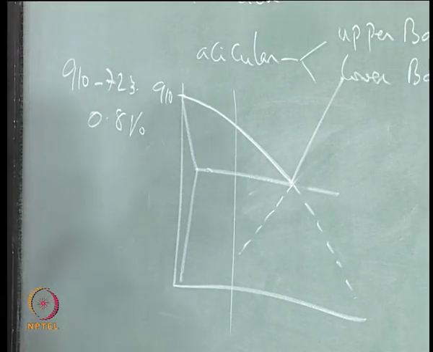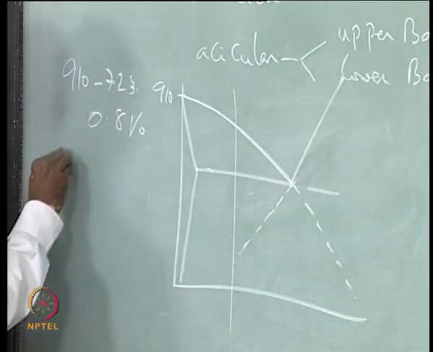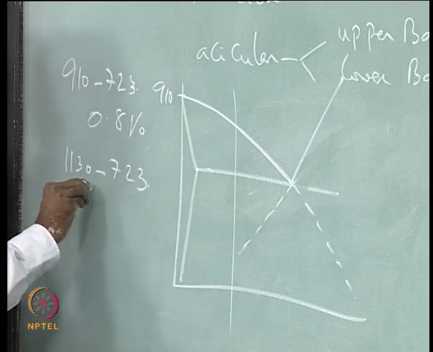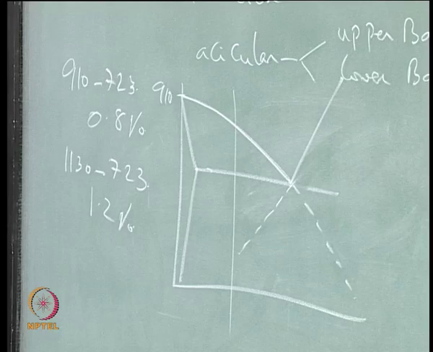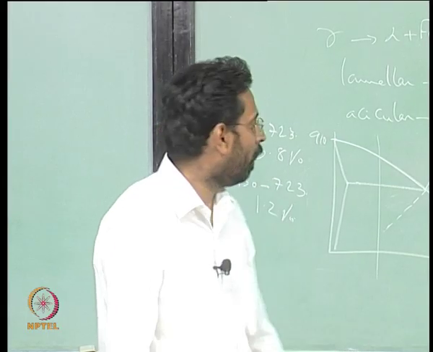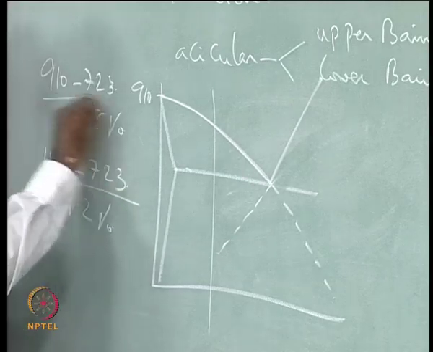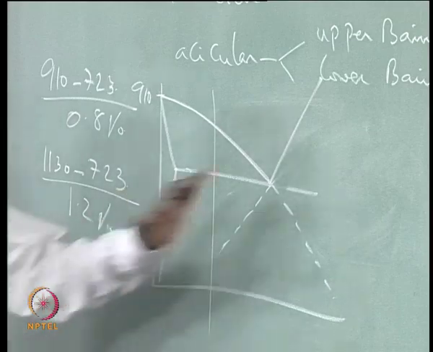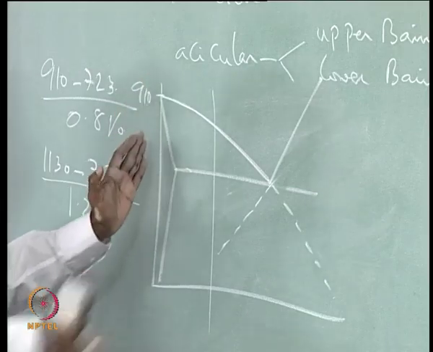am I right? And where does this go? 1130. So from 1130 to 723 it is happening in how much? 1.2%, as simple as that. So if you divide that you will get the slope of it, and obviously this slope is higher than this divided by this, if I put it, you would in principle get the slope of that, because from 0.8 it is going up to 2%, from here 0.8 it is going to 0, so this total is 0.8.